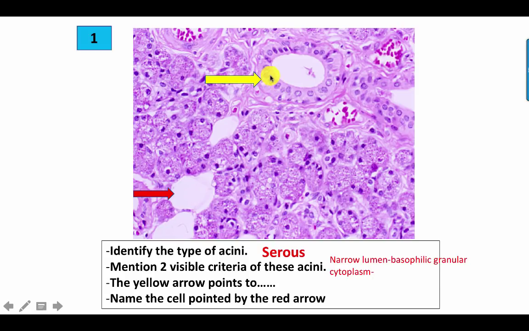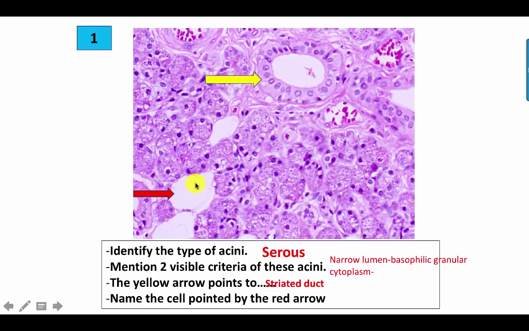The yellow arrow points to the famous striated duct. This is formed of cuboidal epithelium with rounded nuclei, as you see, and acidophilic cytoplasm. You cannot see the striation in some of the slides, but it is present; the cause of its presence is the mitochondria at the base forming these striations. These are the criteria for the striated duct: rounded nuclei, cuboidal epithelium, and acidophilic cytoplasm. The yellow arrow points to the striated duct.